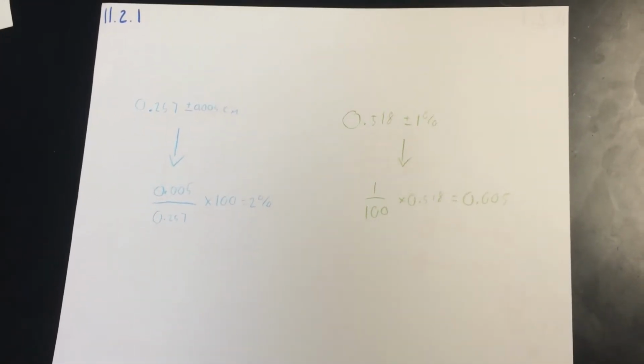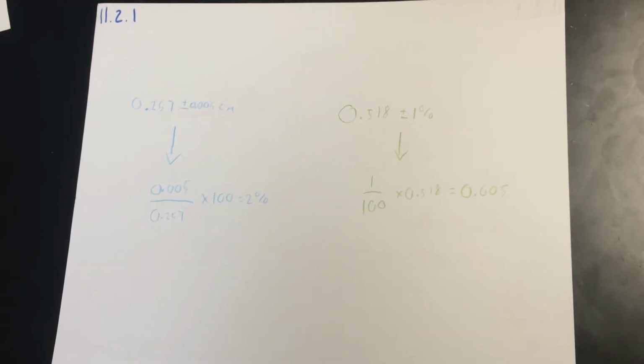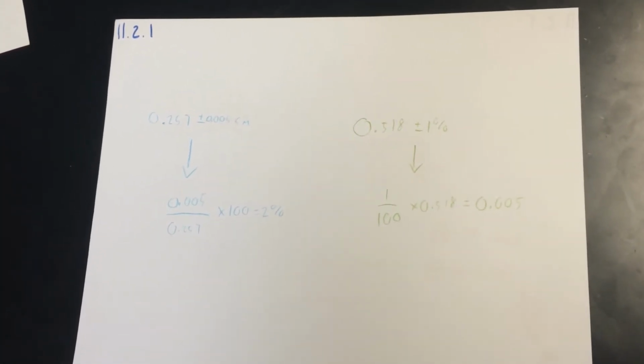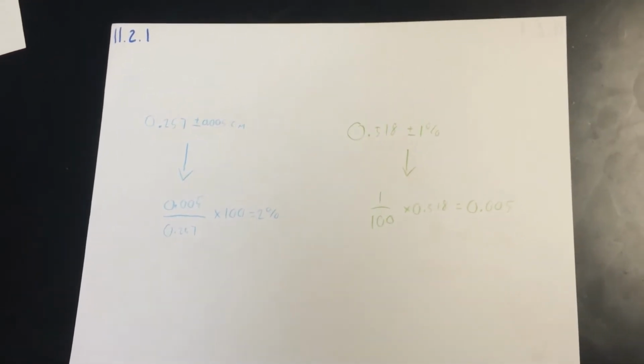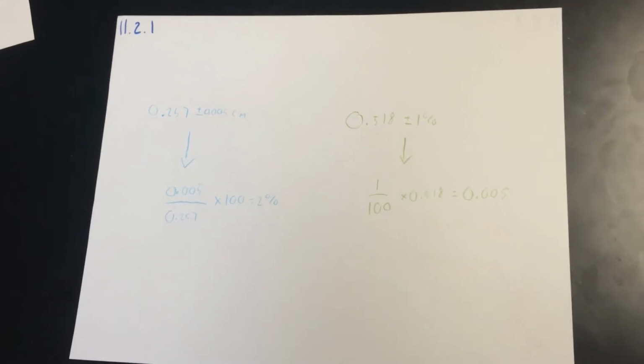Absolute uncertainty is the percentage of uncertainty over 100 times the value. For example, if you have 0.518 plus or minus 1%, absolute uncertainty would be 1 over 100 times 0.518 equals 0.005.